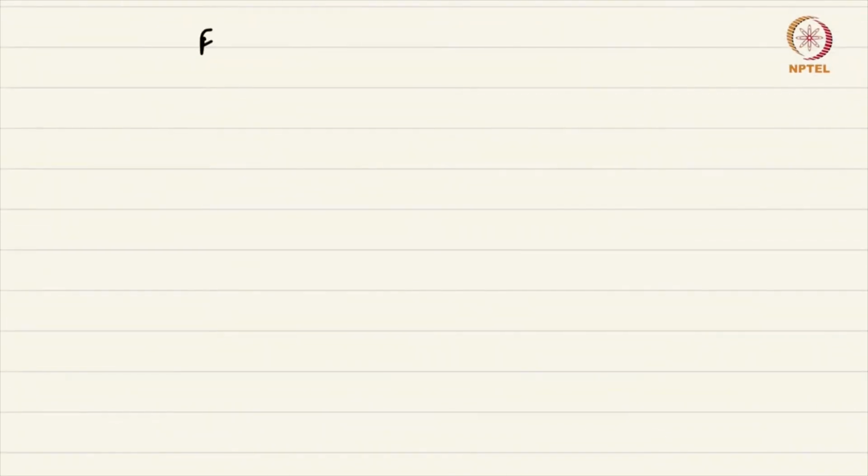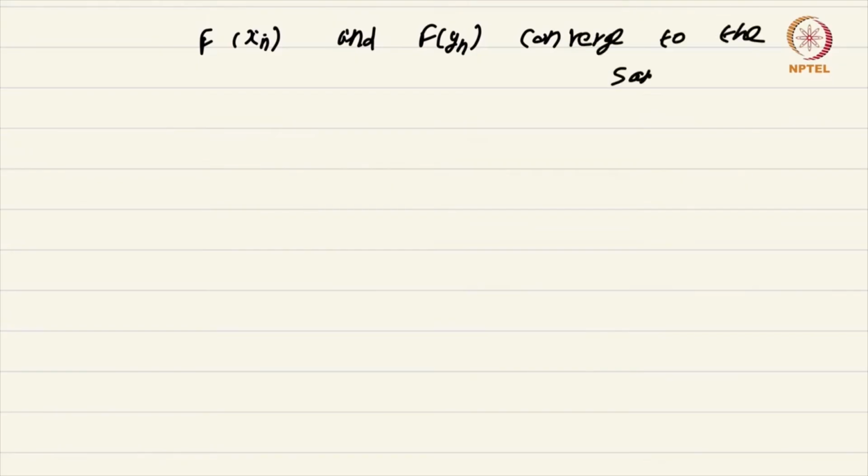Well, that just means f(x_n) and f(y_n) converge to the same element, simply because these both are essentially subsequences of f(z_n). So I'm being a bit vague and imprecise here, but I trust that you are at a stage of mathematical maturity where you can make such vague statements quite precise in a matter of minutes. Okay, so what have we achieved?